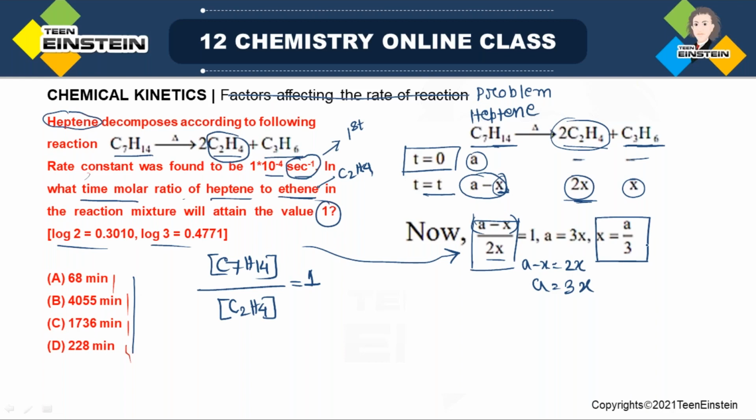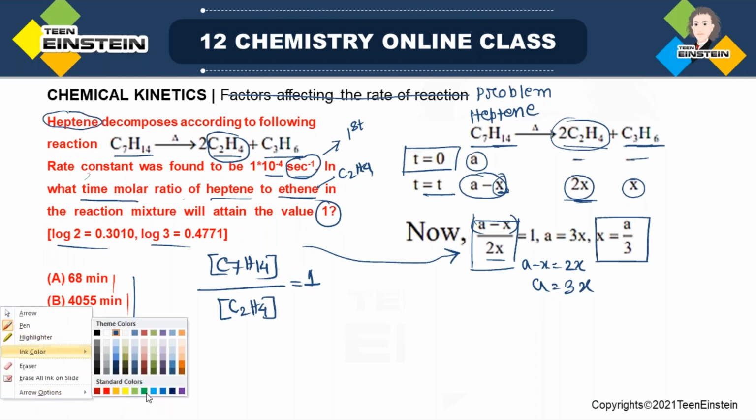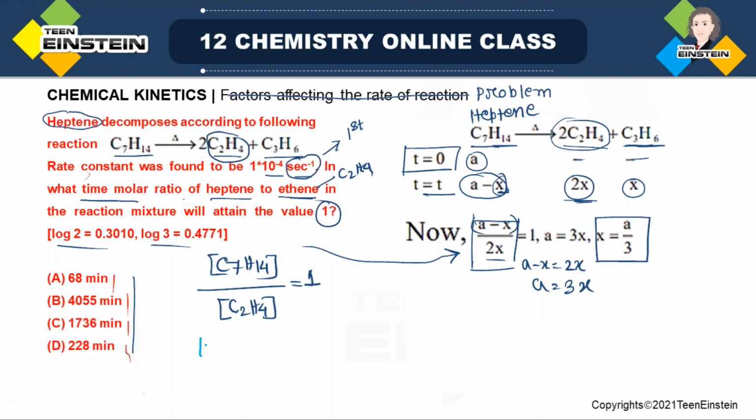Next, for a first order reaction, what equation do we follow? In terms of Kt, it will be equal to 2.303 log of the initial concentration, that is A, divided by the remaining amount, that is A minus X. Now in this expression we can put the value of small x, because we know it is equal to A by 3. So A minus X will be equal to A minus A by 3, that means 2A by 3.